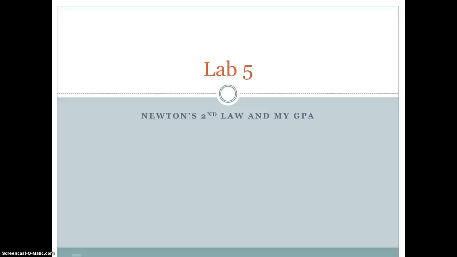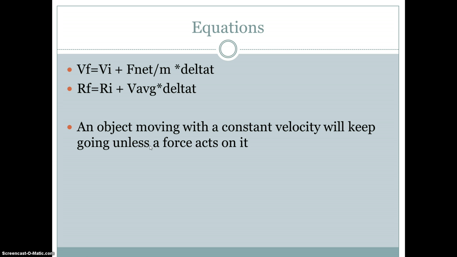For lab 5, I chose to use Newton's second law to analyze an object moving with a constant velocity, my GPA, which will be modeled by a stress ball. The equations I'm going to use in this lab are v final equals v initial plus F net over m times delta t, and final position equals initial position plus v average times delta t.